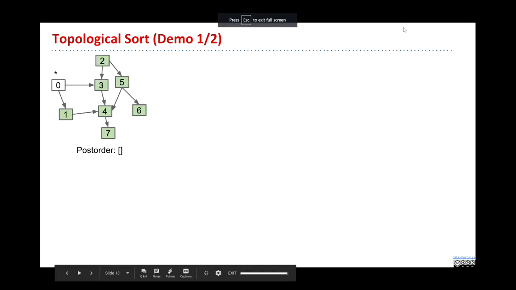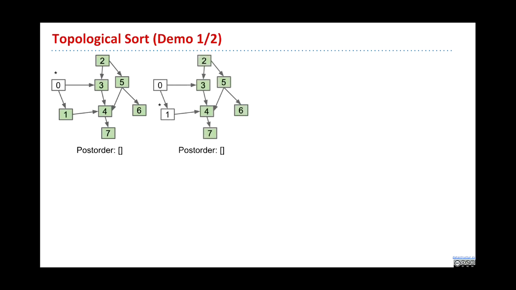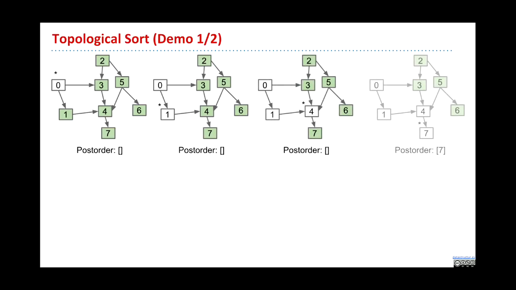Okay. All right. So let's say we start at vertex 0. Why? Because it has in degree 0. And it could have been 2, but I decided to pick 0 arbitrarily. So the next vertex I'd go to is what? 1. Good. Okay, so we go to 1. Where do we go next? 4. Great. Where do we go next? 7. Okay, we're done with 7. So I'm going to write that down in my post order.